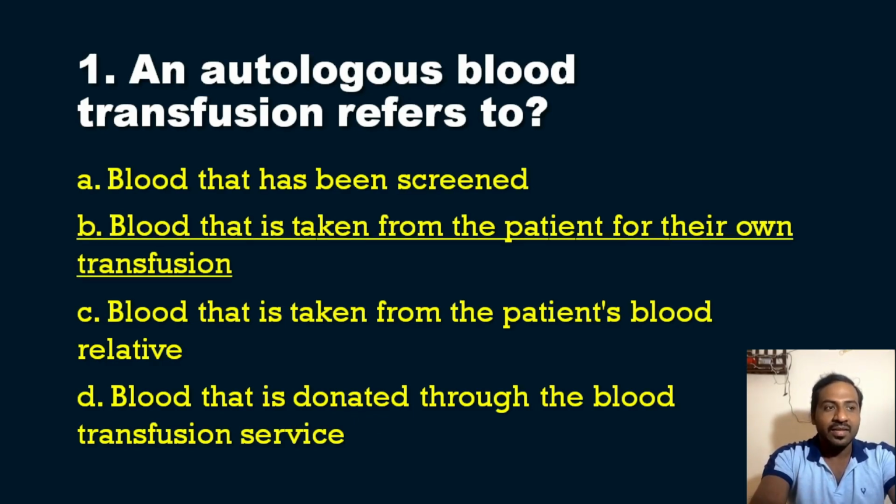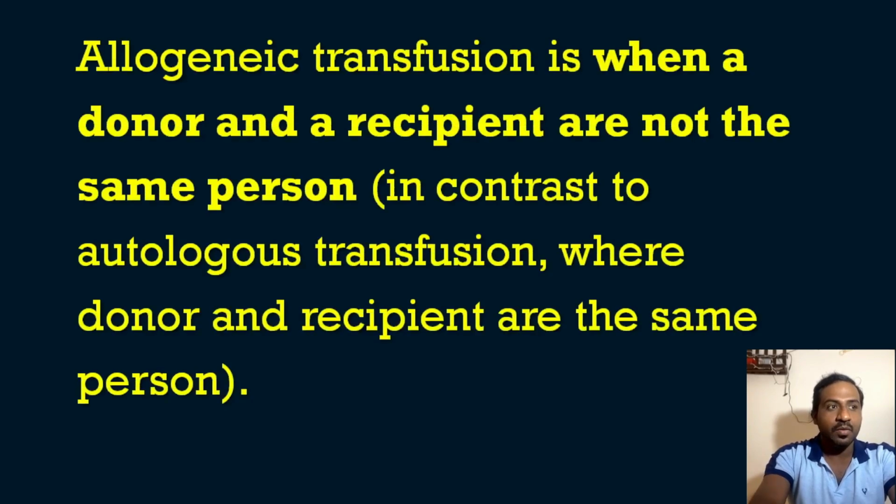So the answer is blood that is taken from the patient for their own transfusion. That means blood will be taken from the patient before a particular procedure, and the same blood will be transfused to the patient whenever it is necessary. That is known as autologous transfusion. Then you have to understand what is allogenic transfusion.